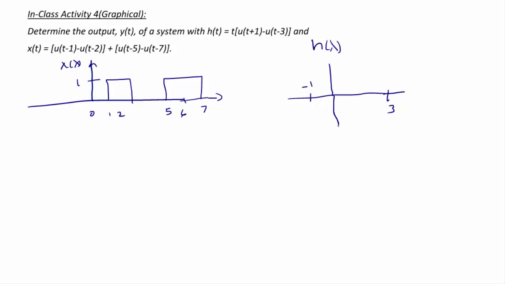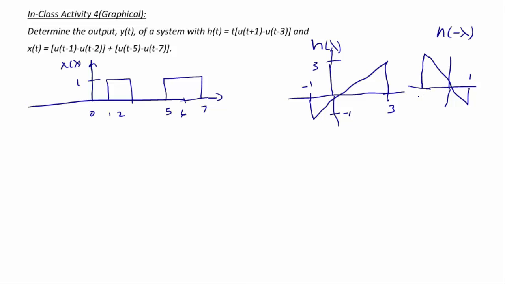So since it's t, what you'll see here is that at -1 it turns on, and then it rises with a slope of 1, and it turns off at 3. So h of -1, you flip this first, means we now have a ramp that's decreasing, and it turns off at +1, and it turns on at -3.